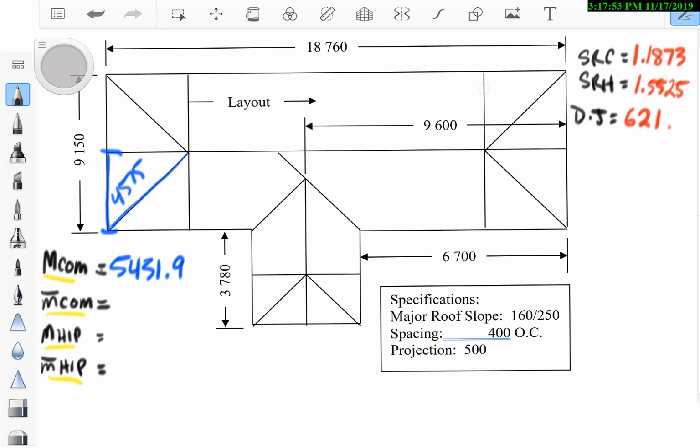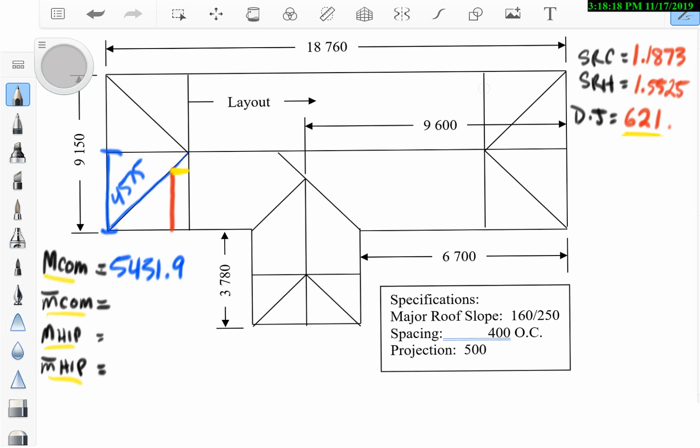So this is how much a jack shortens for every spacing of 400 traveling down the hip. Of course, let's go ahead and draw one on here. Our first major jack would be there. That jack is shortened by a spacing of 400. So we multiply that spacing times the slope ratio common. That is the difference in jacks.